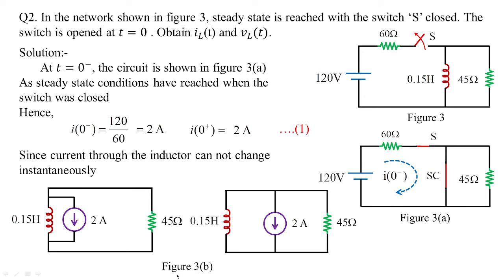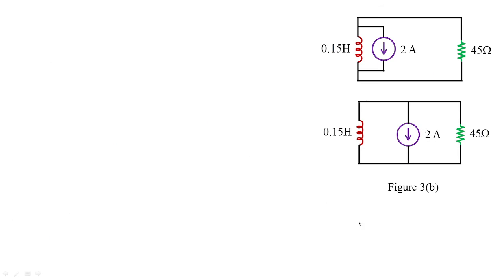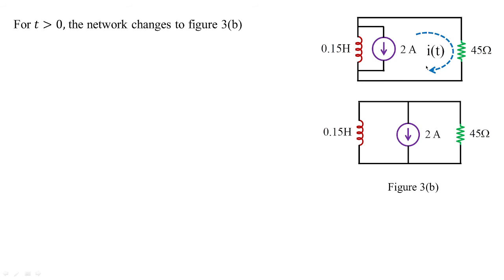Let me frame this as figure 3B, where you have the inductor charged, closed with a 45 ohm resistance. What we need to keep in our mind is that the inductor is stored with 2 amperes. Let us concentrate on this circuit. We have only two parameters and we need to apply KVL to the circuit, which has 0.15 henry closed with 45 ohms. The current which is flowing, I of t, is what we need to determine.